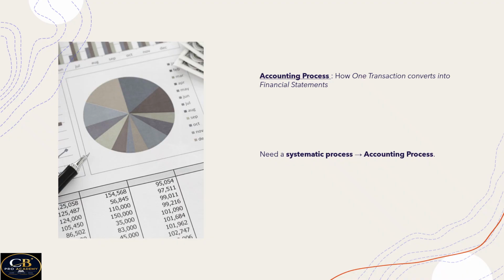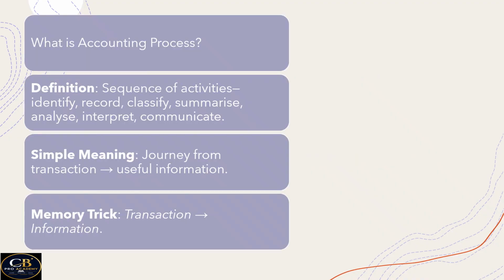So for all these things, what do we need? We need a systematic process, accounting process. Okay. Now what is accounting process? Definition: sequence of activities. Identify, record, classify, summarize, analyze, interpret, and communicate. Simple meaning: journey from transaction to a useful information.